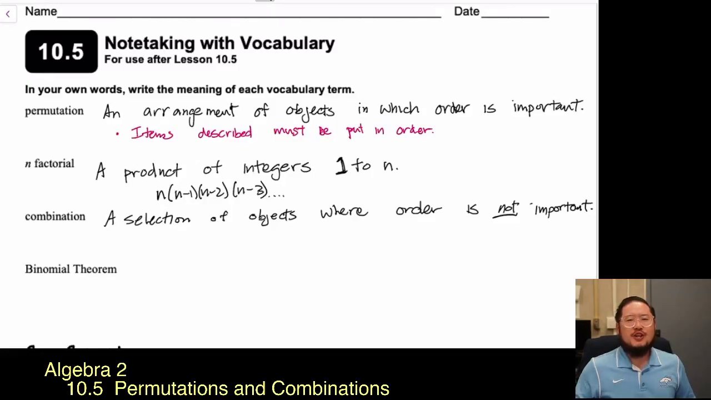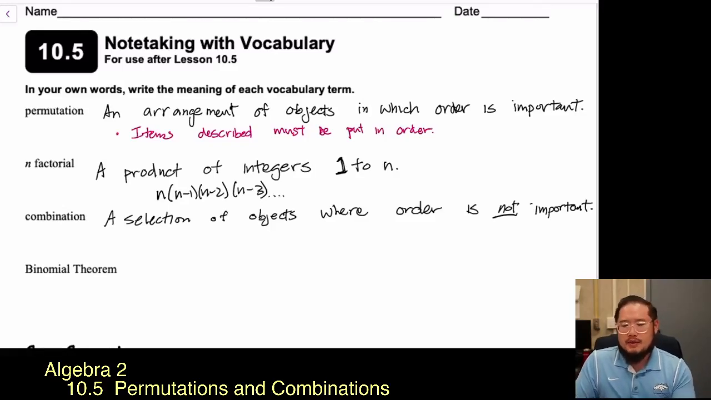Let's continue our journey in Chapter 10, dealing with probability. Taking a look at 10.5 today, talking about permutation and combinations. And maybe in your calculator, you've seen the button where you have NPR and NCR. And so we'll be using those keys on your calculator in order to help us solve different probabilities.